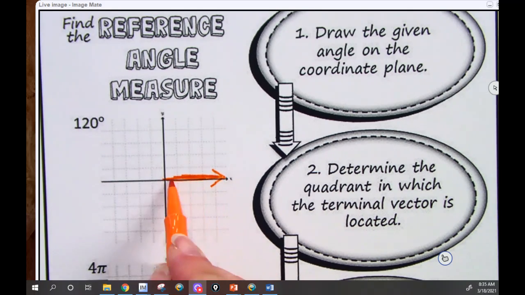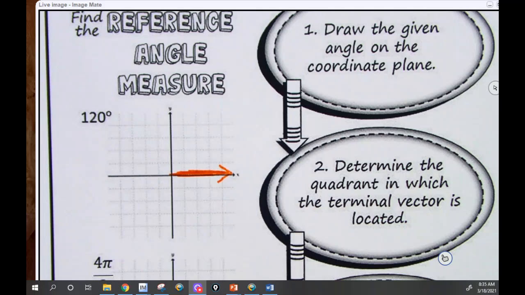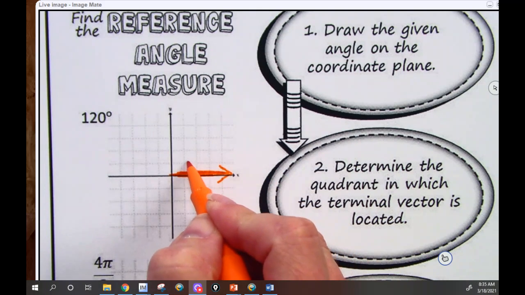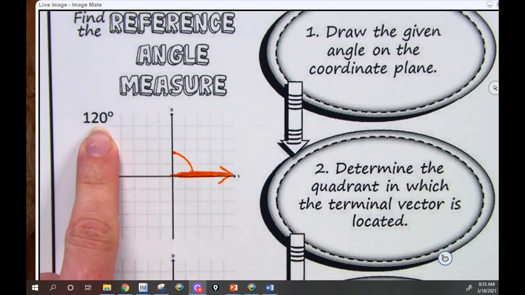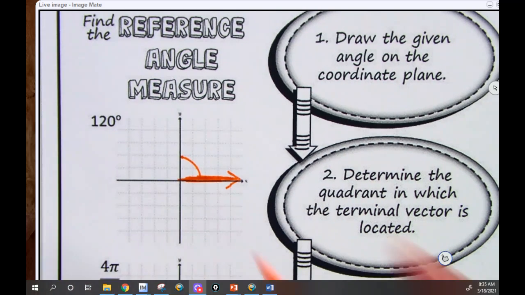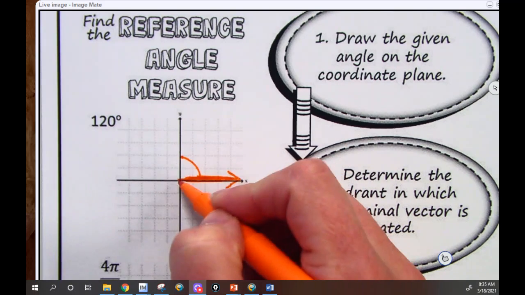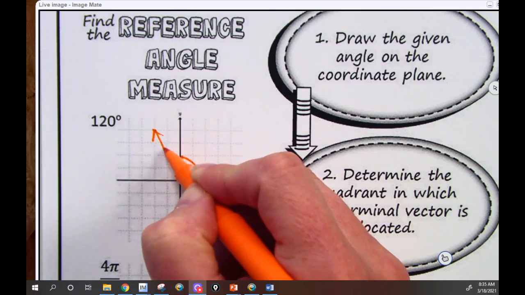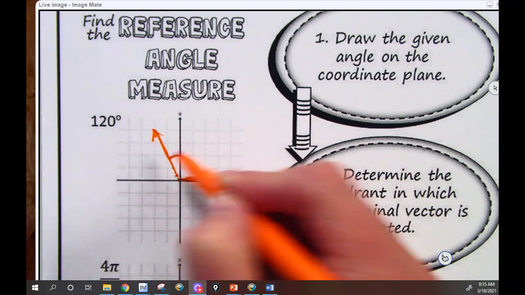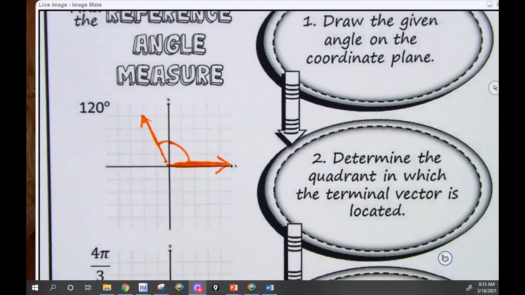There it is. And my brain likes to know that this is 90 degrees. Bam. How much further do I need to go? Another 30 degrees, right? So split this into 3 roughly, and that's going to put it in here. So I've sketched my 120 degrees.